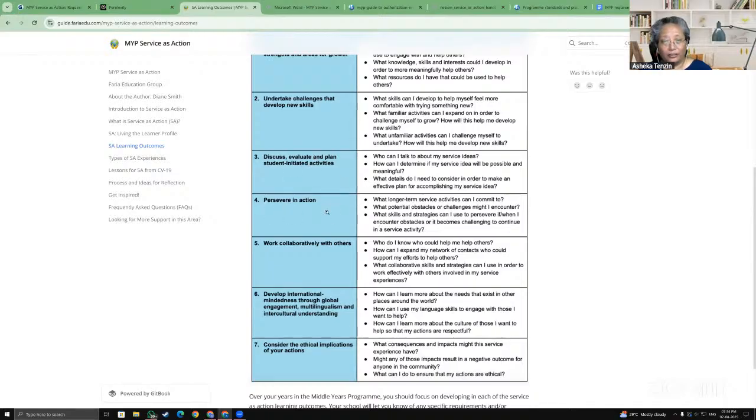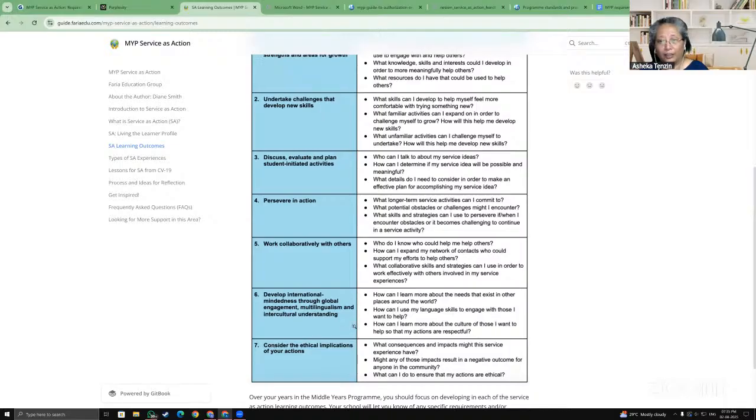Persevere in action. When you have those service activities, it has to be for quite a few months that they undertake. Okay, it cannot be a one-off activity. Okay, work collaboratively with others. So when you are doing those service activities, students should be working in groups. Develop international mindedness through global engagement, multilingualism, and intercultural understanding, and consider the ethical implications of your action.